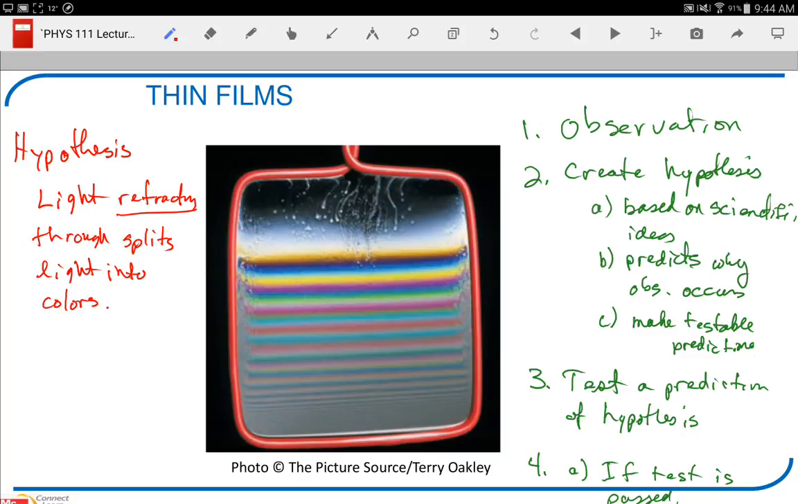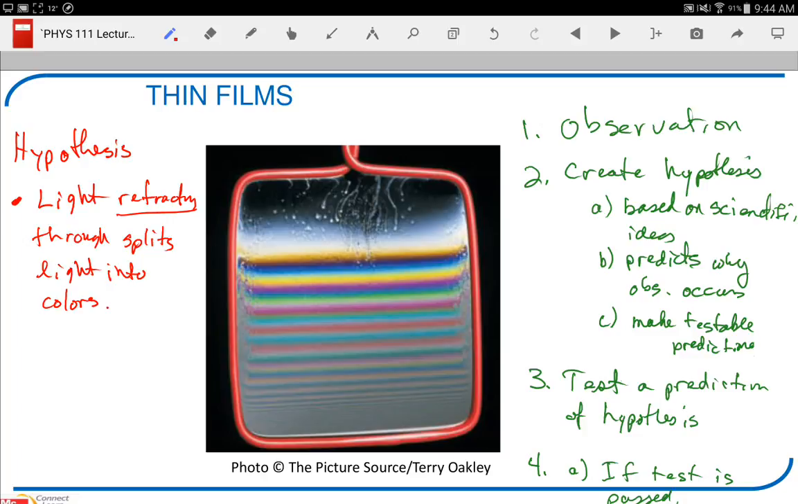Now, I wrote this down. Does that mean he's correct? No. Your hypothesis is basically an educated guess. We took information. He used refraction. We haven't actually talked about refraction yet. That'll be a topic for our final week of the semester.